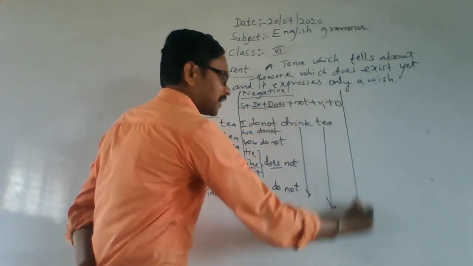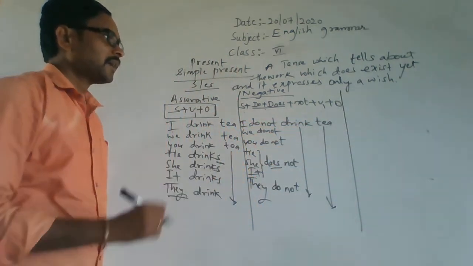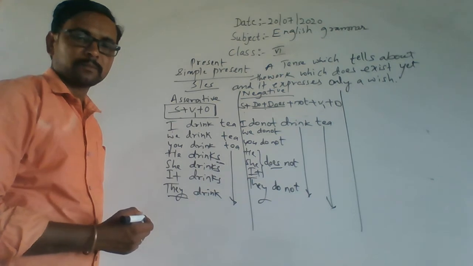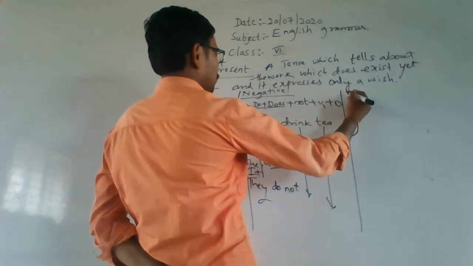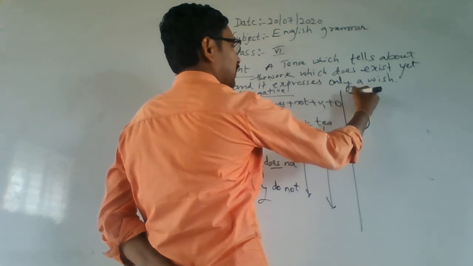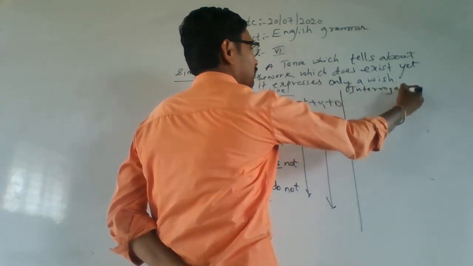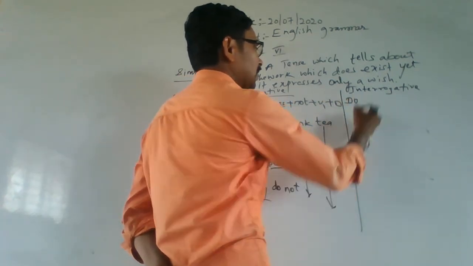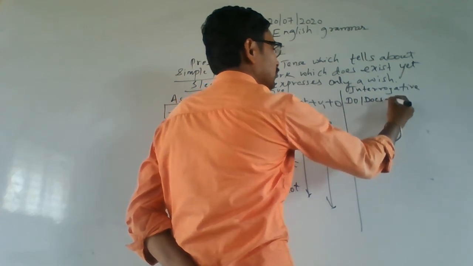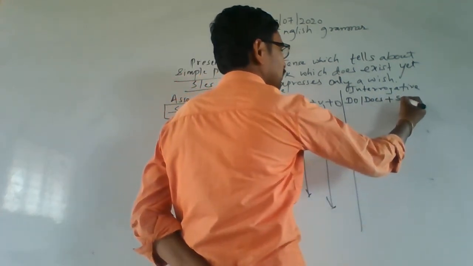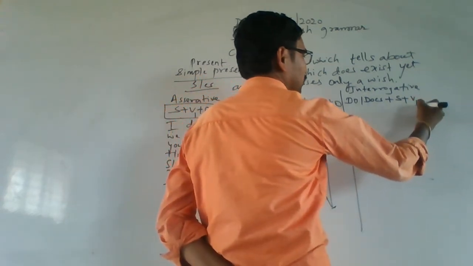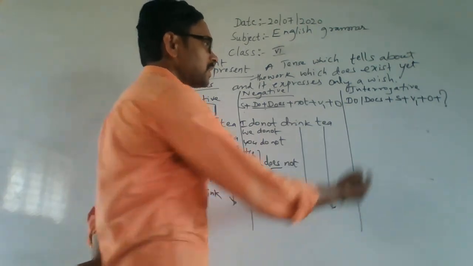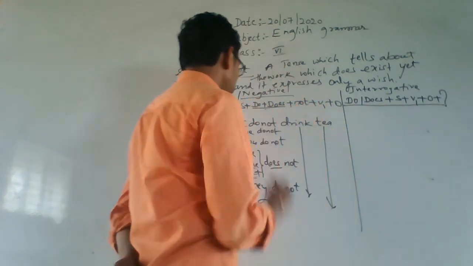So let's see how to make an interrogative. Interrogative, I am telling you, is yes or no. Yes or no means what? In the beginning we use a helping verb. Is it understood? Interrogative: beginning do or does, then subject, V1, then object, then question mark. It is the interrogative formula.